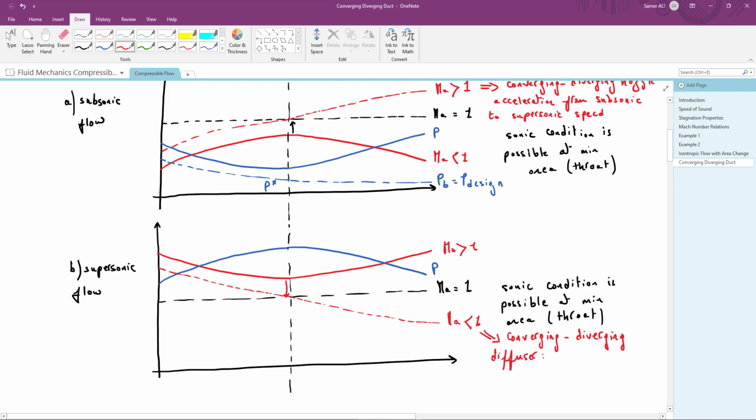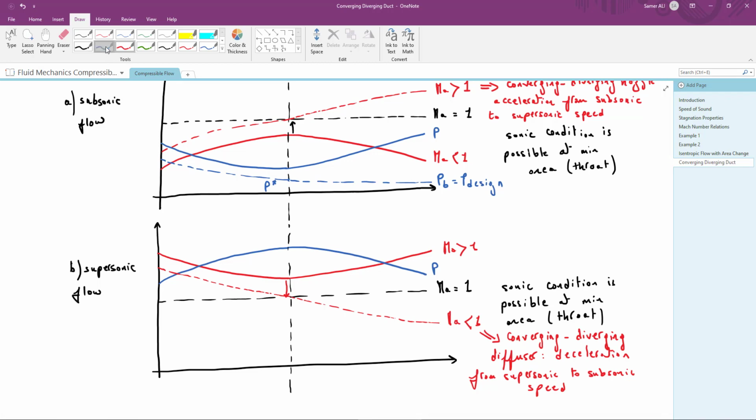So a converging diverging diffuser will decelerate a supersonic flow back to the subsonic flow regime. So we have deceleration from supersonic to subsonic speed.